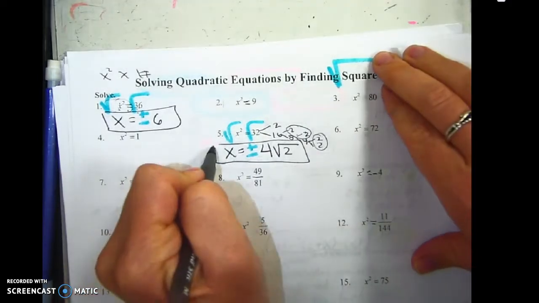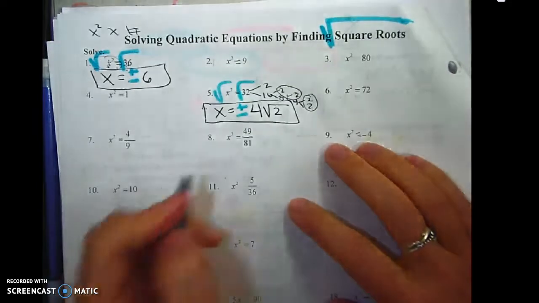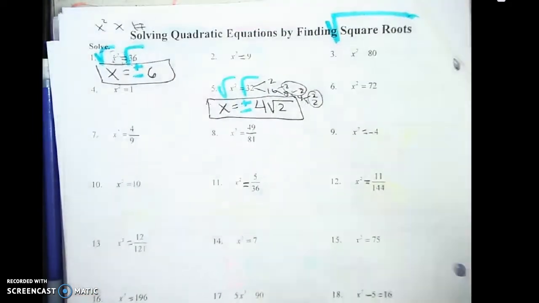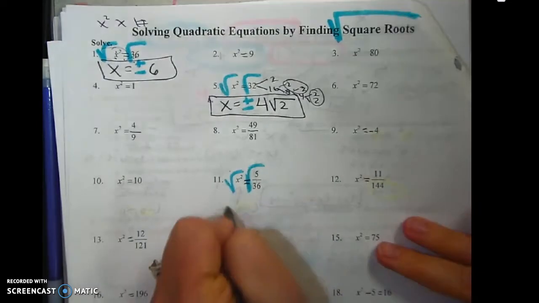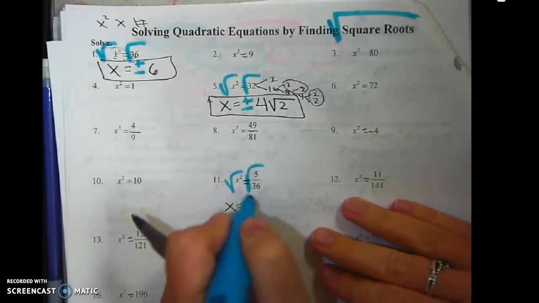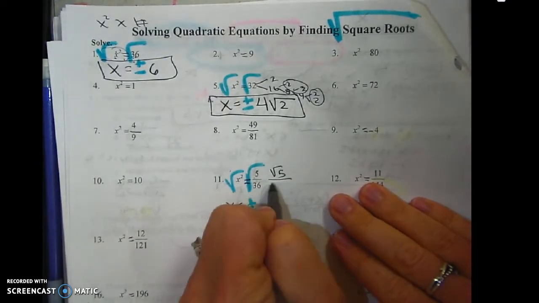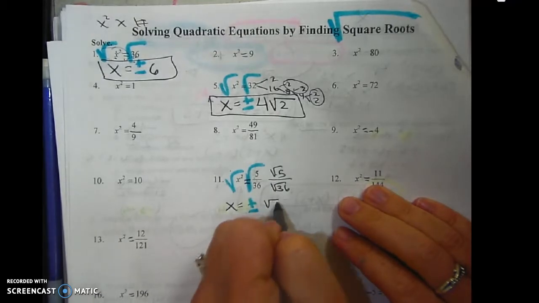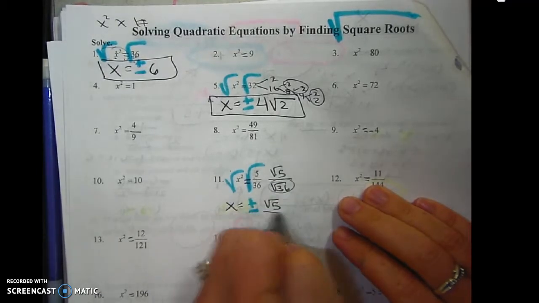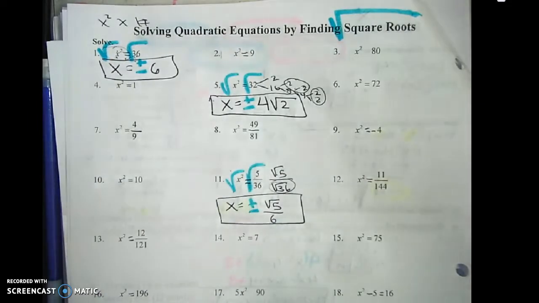All right. Let's go to number 11. First of all, please put an equal sign. Square root. X equals plus or minus. Now, I rewrite this as rad 5 over rad 36. I can't take the square root of 5, so I leave it. And the square root of 36 is 6. Since I don't have a radical in the denominator, I'm good to go.